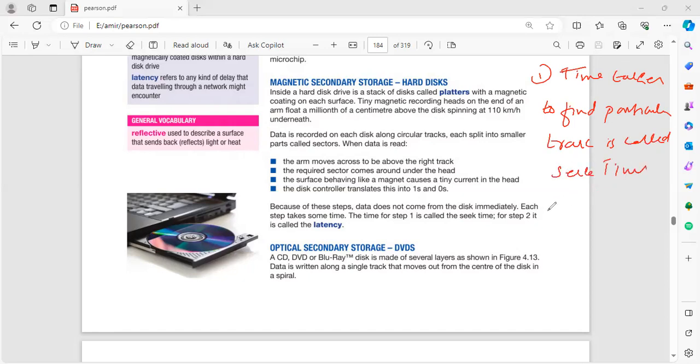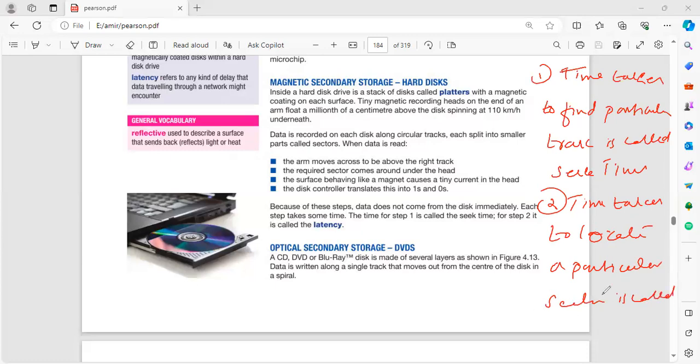Second, time taken to locate a particular sector is called latency. Whenever a hard disk has to find a particular track, it is called seek time. First it finds the track, then it finds the sector, because a track consists of many sectors.